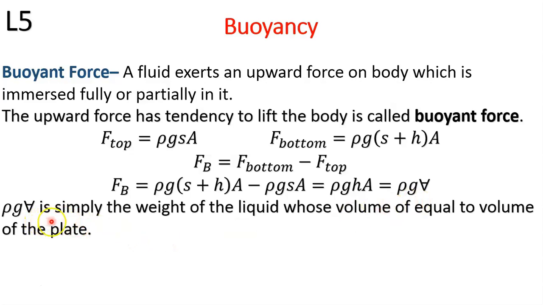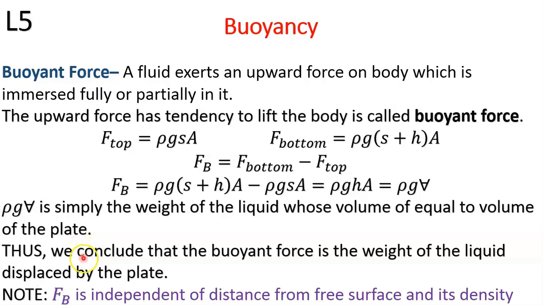So rho G V is simply the weight of the liquid whose volume is equal to the volume of the plate. This is a very key point one must understand. Thus, here we conclude that the buoyant force is the weight of the fluid that is displaced by the plate. These are the technical terms we are developing here. Later on, we will get into our equations.